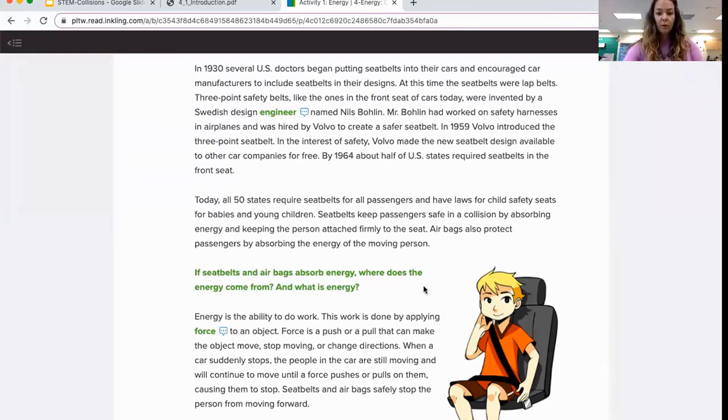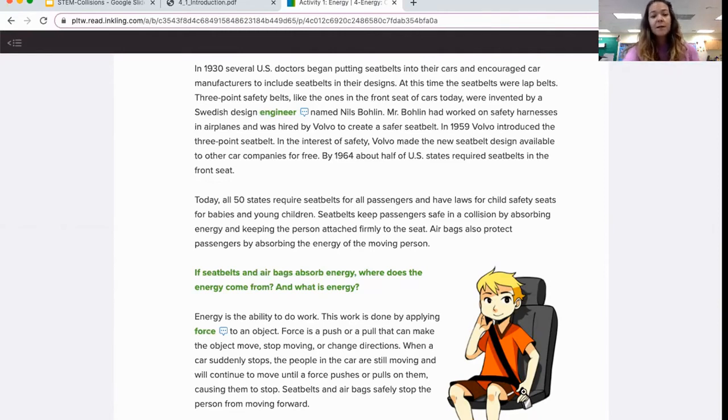3-point safety belts like the one here in this picture and the one you see in vehicles today were invented by a Swedish design engineer named Niels Bohlin. Mr. Bohlin had worked on safety harnesses in airplanes and was hired by Volvo to create a safer seatbelt. Volvo is a car manufacturer. In 1959, Volvo introduced the 3-point seatbelt. And the 3 points is 1, 2, 3. So there's 3 parts to the seatbelts today. And in the interest of safety, Volvo made the new seatbelt design available to other car companies for free.